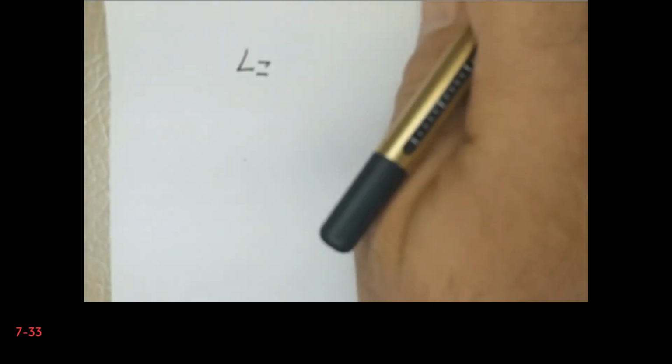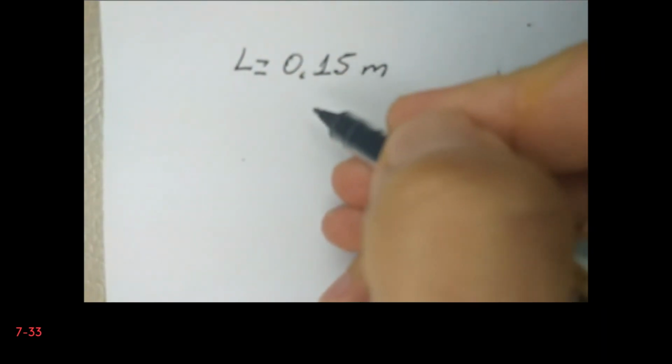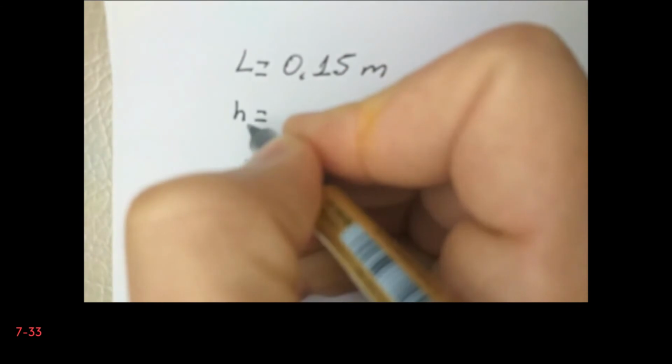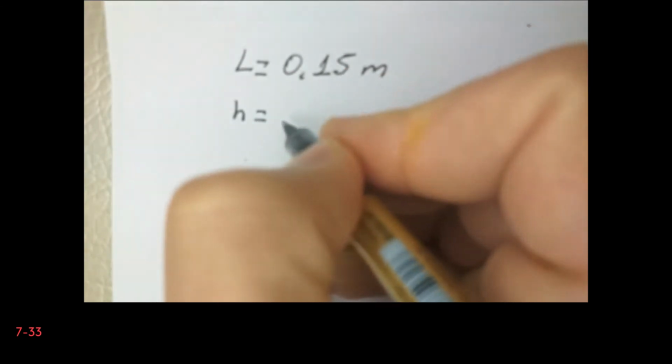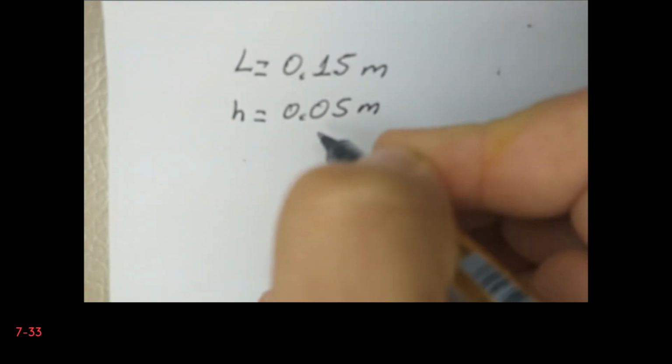This is 0.15 meters. Now the half, so the height of each board is 50 millimeters, so it is 0.05 meters, and the width is B, that is again 0.15 meters.